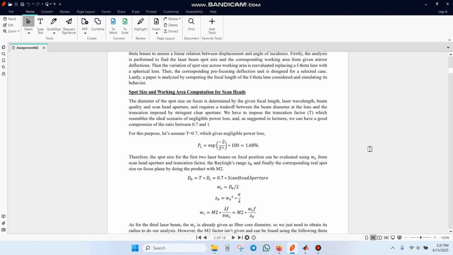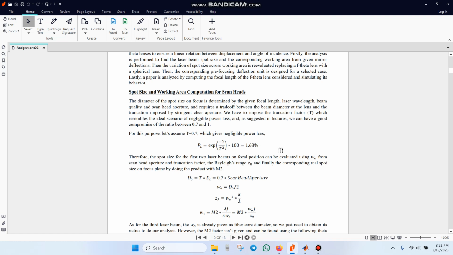In order to do that, we have to define the truncation for our scan head lens. The truncation factor basically decides the power loss as the beam passes through the lens. A good ratio is between 0.7 and 1, where 1 corresponds to no power loss at all. The real truncation usually found in an f theta lens is around 0.7.